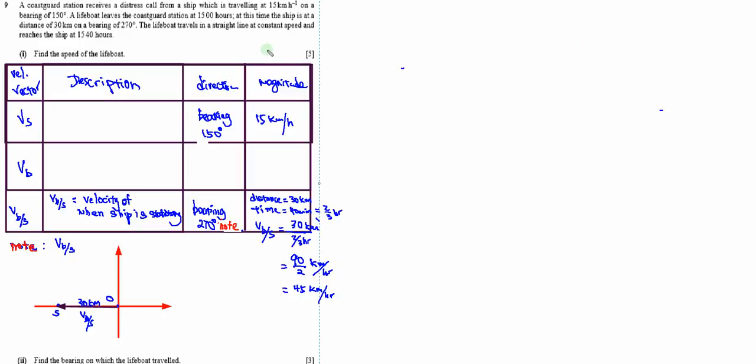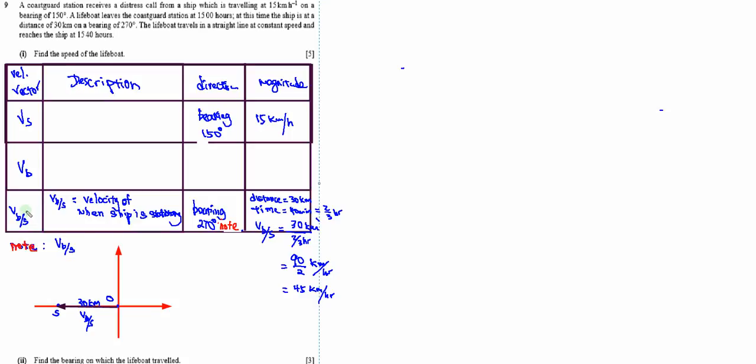Okay, this question needs more explanation. Let's start off. Vs is the velocity vector of the ship, Vb is the velocity vector of the lifeboat. Then the next velocity vector component will be either VBS or VSB.